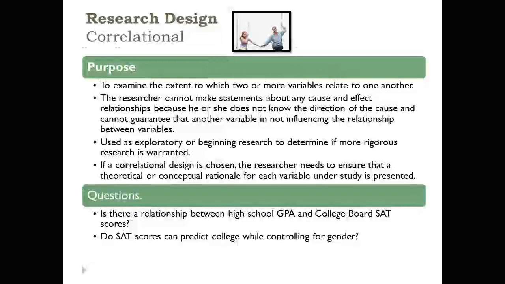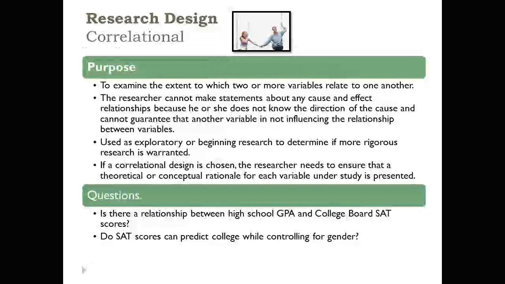You simply have two variables of interest. One does not cause the other because you don't know the direction of the cause and effect. You can't guarantee that one variable caused another. All you know is that they are varying together. Let's say we're looking at two scores such as GPA and SAT. We just want to know, do they increase and do they decrease together?